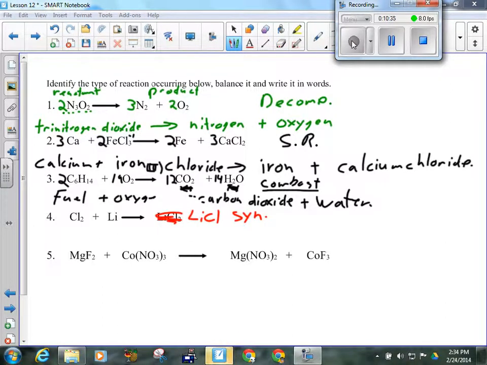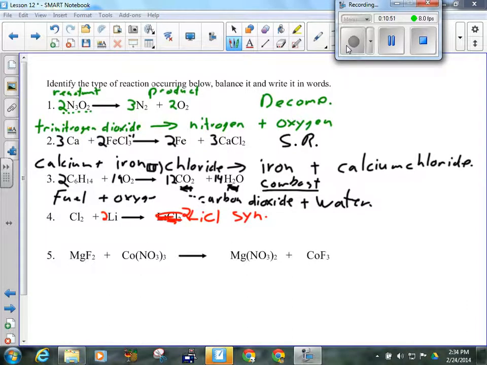Now I do have to balance because now it isn't balanced. There's 2 chlorines here, so what needs to go here? 2. When I do that, that balances my chlorines but gives me 2 lithium, so what needs to go here? 2.